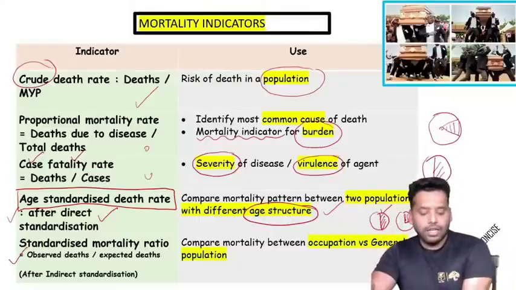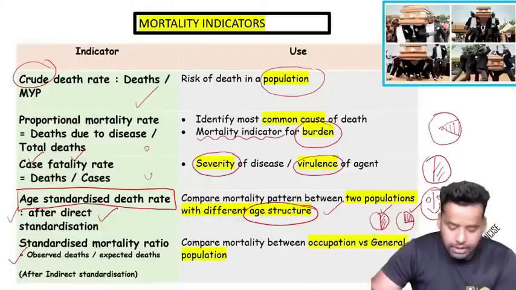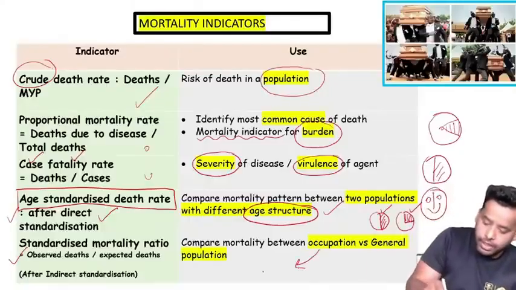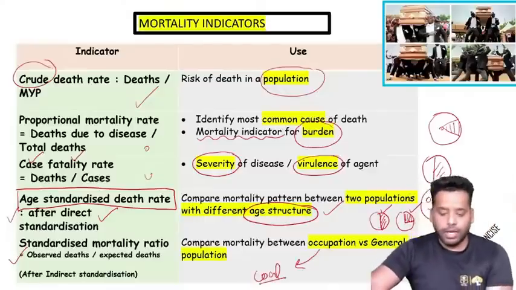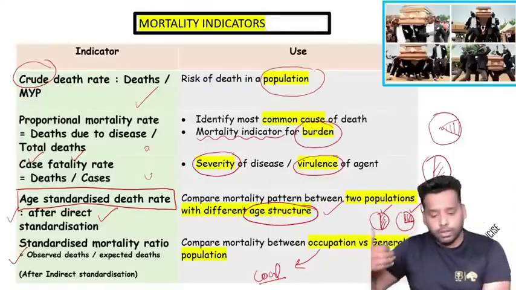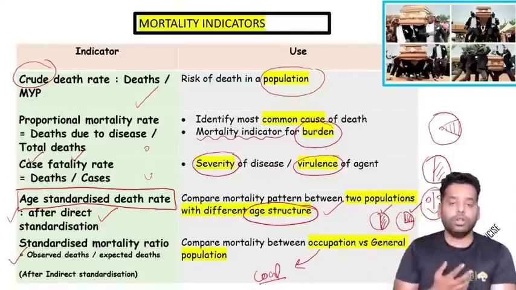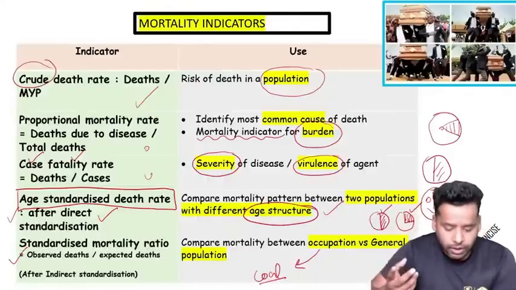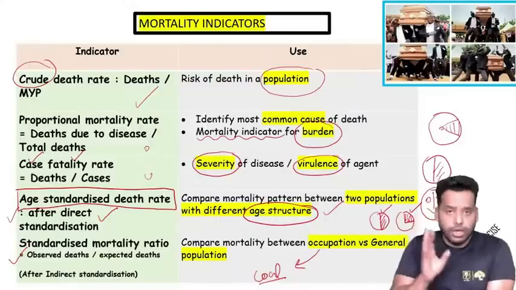Compare mortality between an occupation and the general population. If I am asking about an occupation, like coal workers or miners who work with coal, they have more risk of death compared to the general population. I want to give more incentives for them. What ratio? Answer my question.